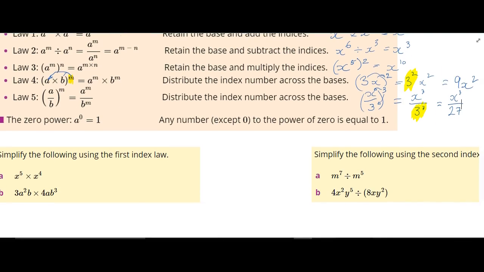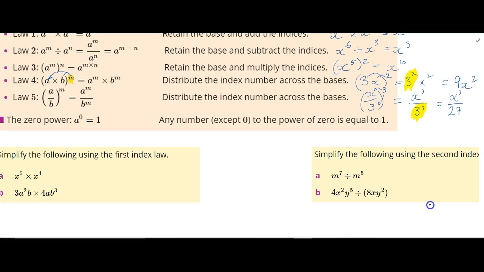Just keep in mind that most problems from now on will involve using all these laws together, so combinations of these laws. So you really have to have your head around all these. Usually it doesn't matter which order you apply the rules in, as long as you do it properly, it all works out in the end.